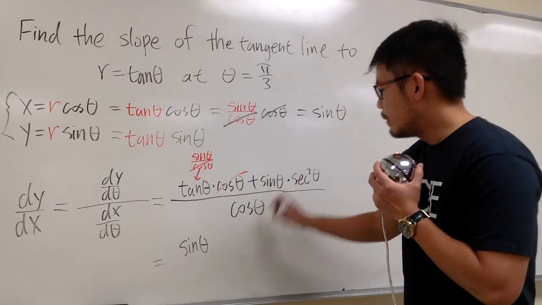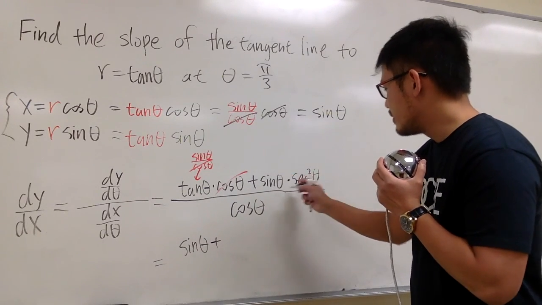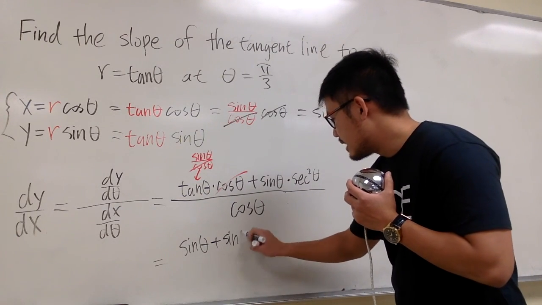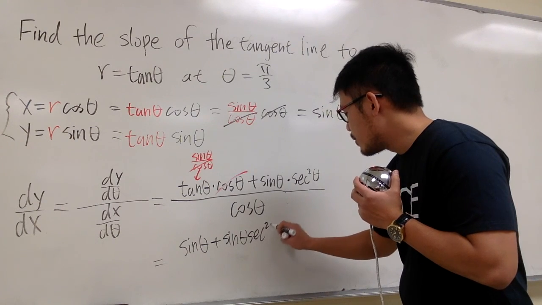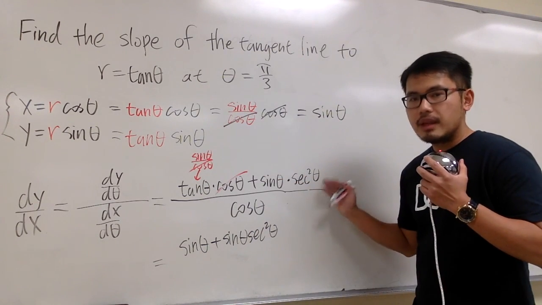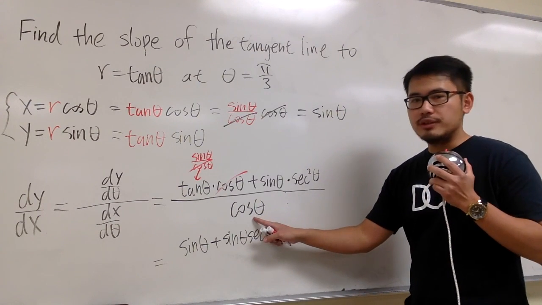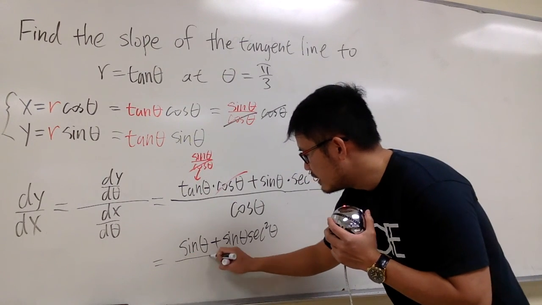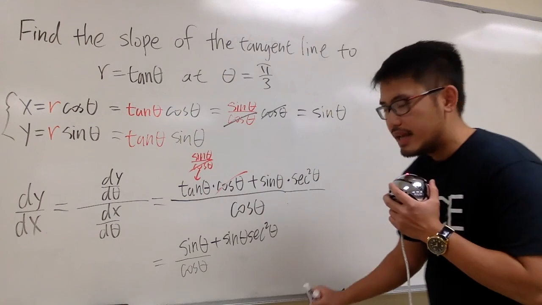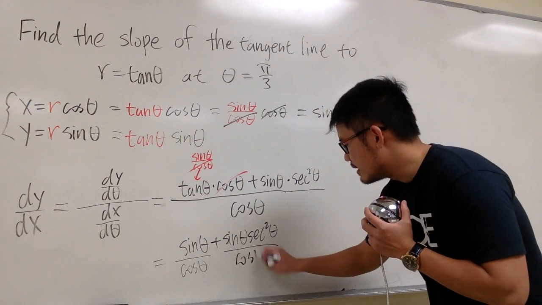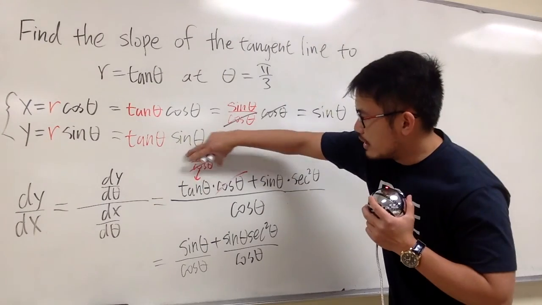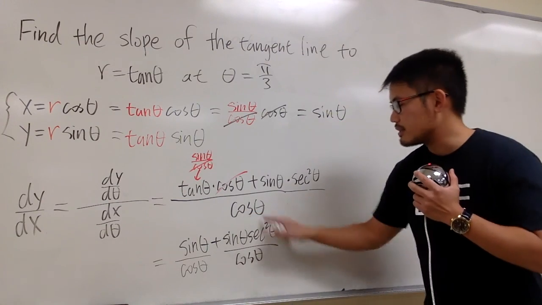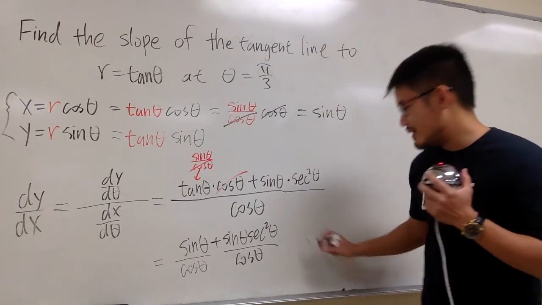That's the first part, and then we add it with the second part here. Nothing much we can cancel out, so let me just keep it as it is: plus sine theta times secant squared theta. That's the numerator. And for the denominator, we only have one thing, which is cosine theta. Let me split the fraction in the meantime. So I will divide this by cosine theta here, and this by cosine theta too. And what good does this do?